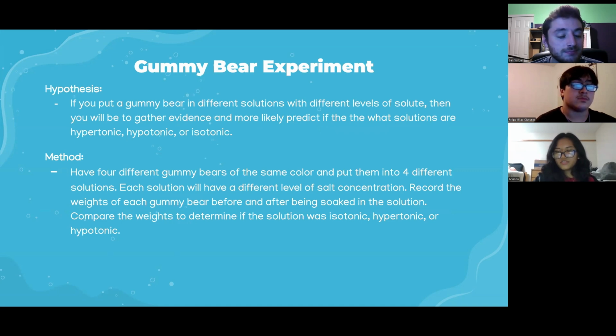For our gummy bear experiment, our hypothesis was, if you put a gummy bear in different solutions with different levels of solute, then you will be able to gather evidence and predict what solutions are hypertonic, hypotonic, or isotonic.